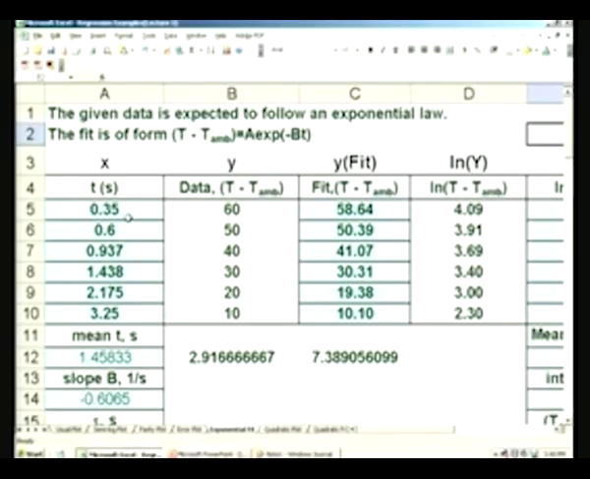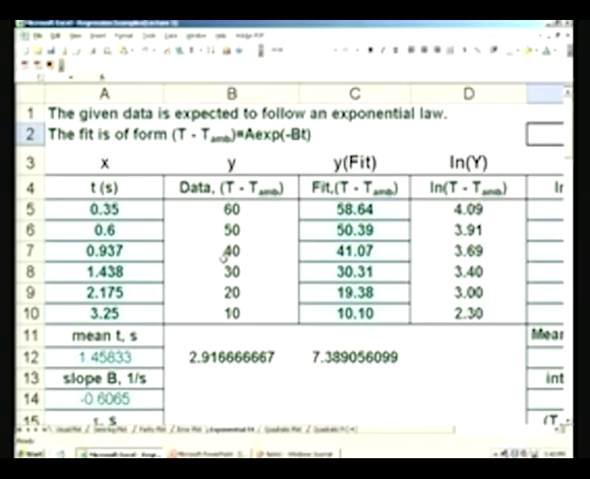Okay, now let us look at the data. There are 6 data points 1, 2, 3, 4, 5, 6, and there are corresponding 6 values of temperatures. So 0.35, 60, 0.6, 50, 0.937, 40, 1.438, 30, 2.175, 20 and 3.25, 10. This is the given data.